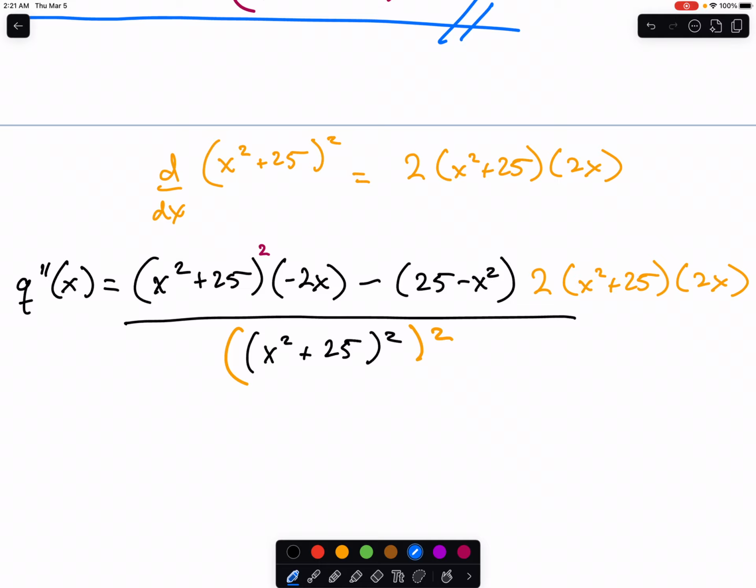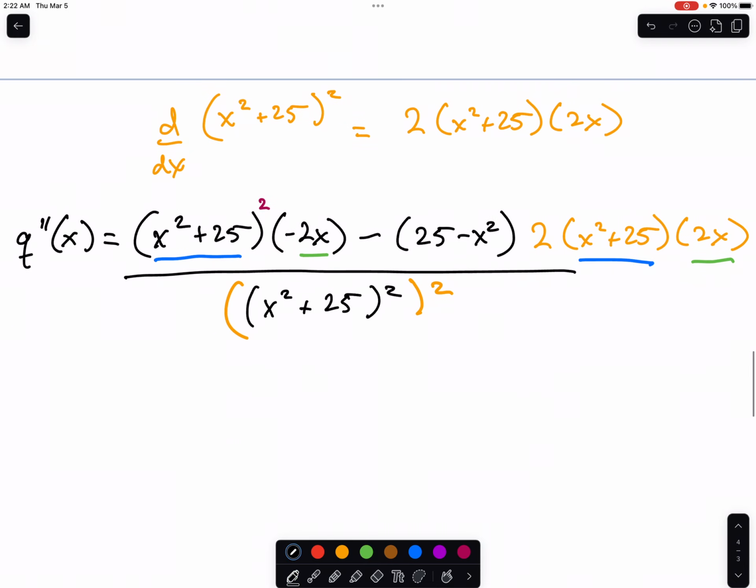Let's see. We got a x²+25. We got 1 here. We got 1 here. 2x. Okay. So there's a 2x here and a 2x here. Okay, those seem like those are the common factors. So let's factor those guys out.